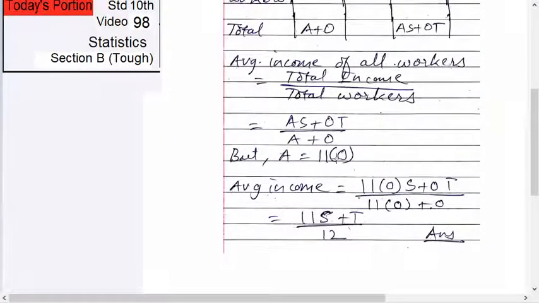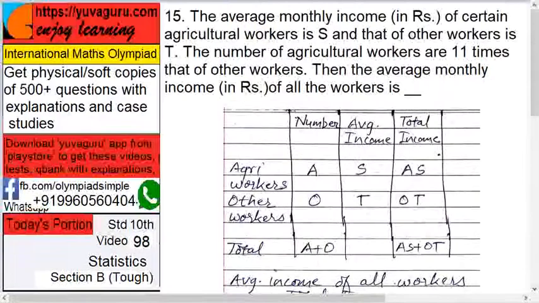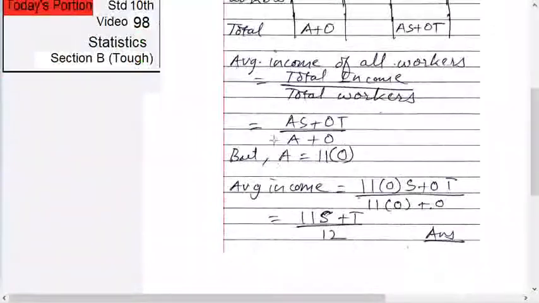But A equals 11O. Why? It's given. Number of agri workers is 11 times that of other workers. So A equals 11O. Substitute. You will get 11O into S plus OT upon 11O plus O. Right? O cancels. So what remains? 11S plus T upon 11 plus 1, 12. So 11S plus T upon 12 is the answer.